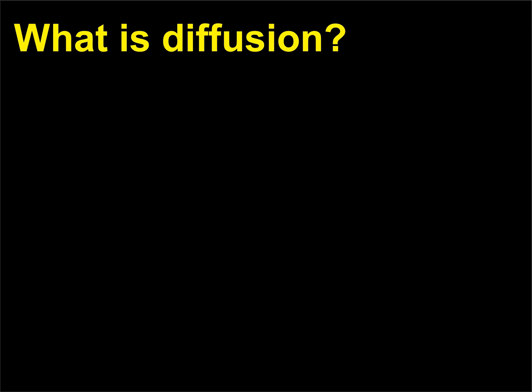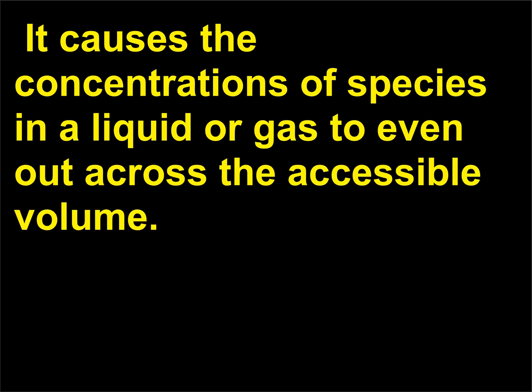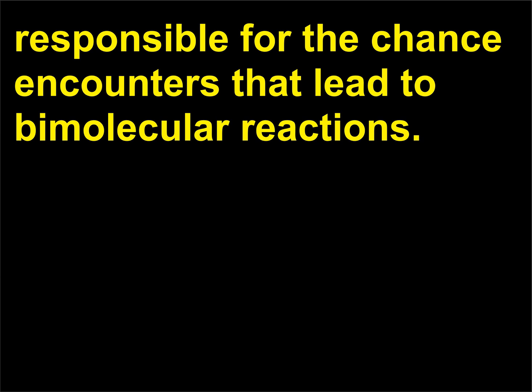What is diffusion? Diffusion is essentially the random motion of molecules, or atoms, through a medium. It causes the concentrations of species in a liquid or gas to even out across the accessible volume. Diffusive motions of molecules in a liquid or gas are typically responsible for the chance encounters that lead to bimolecular reactions.